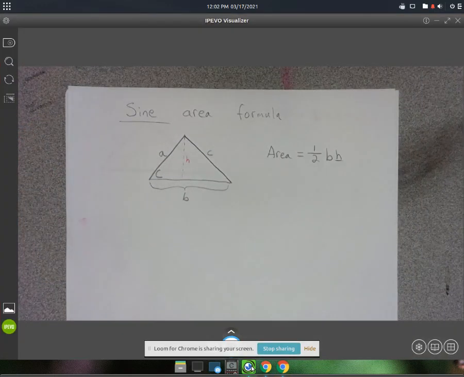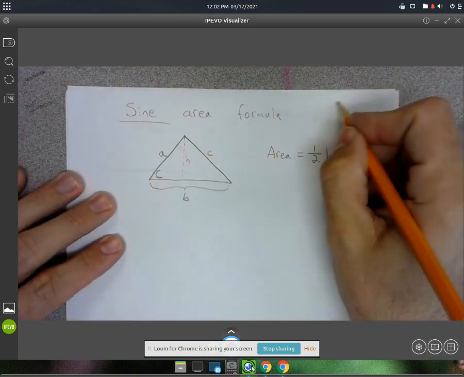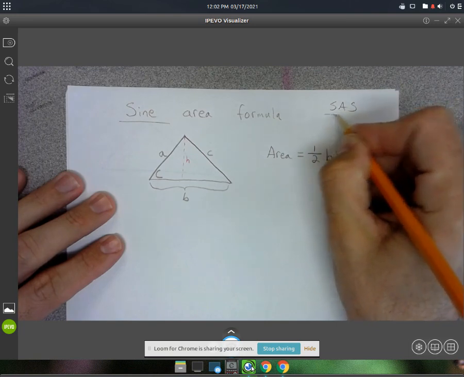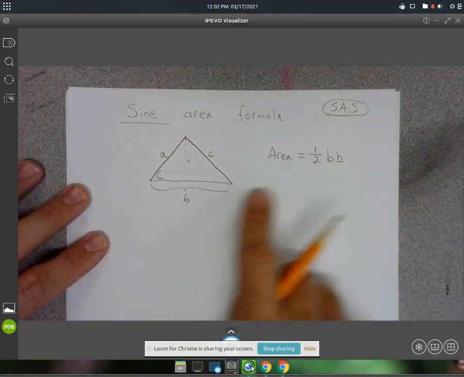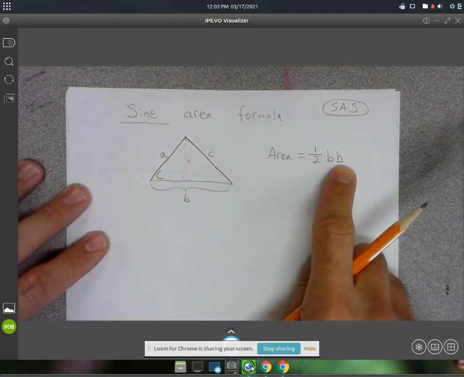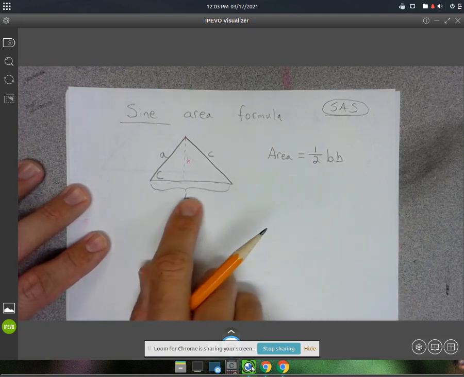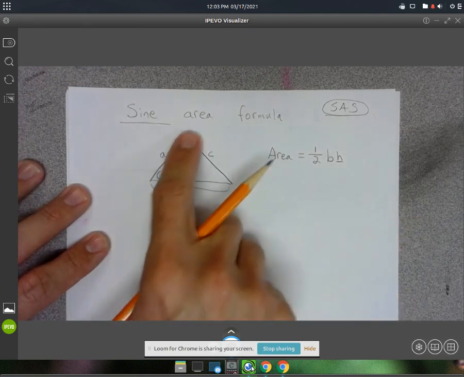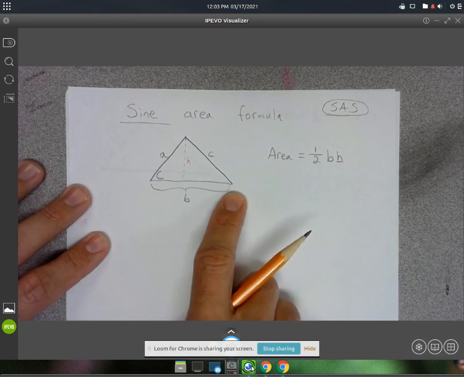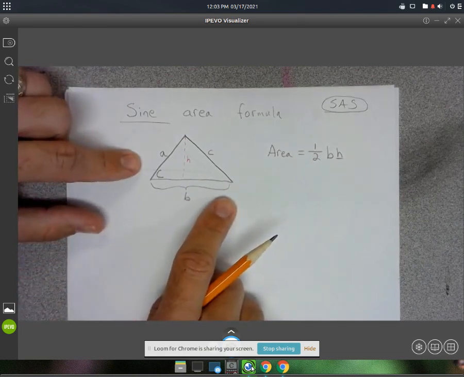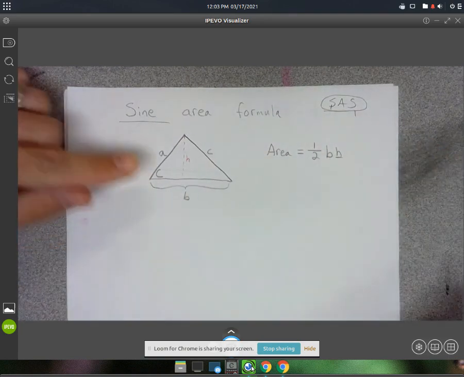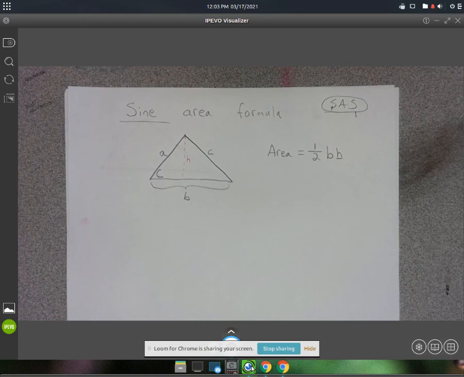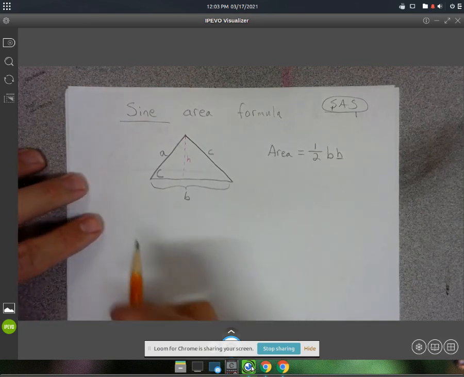All right, so we're going to do our sine area formula today. A lot of people like to call this the side angle side formula for the area of a triangle. So instead of having to have the base and the height to find the area, you can have two sides, like a and b, and as long as you have two sides and an included angle, you're able to find the area. So I'm going to prove this real quick, and then we'll do a couple of examples.